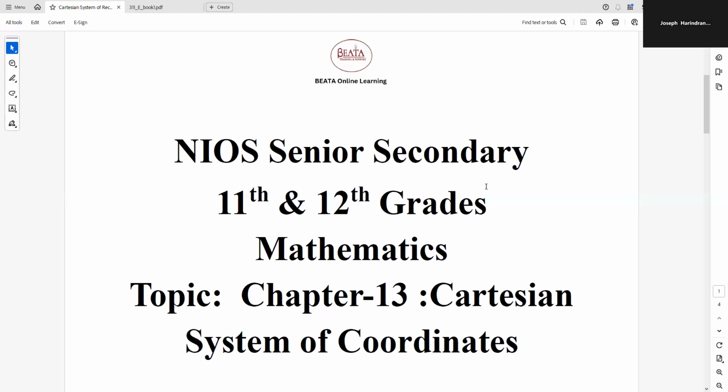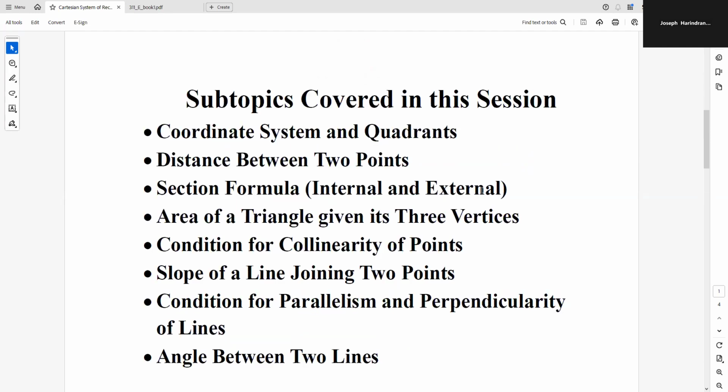In this session, we are going to see the Cartesian System of Coordinates. Chapter 13, Cartesian System of Coordinates for the NIOS Senior Secondary 11th and 12th grades, Mathematics. So let us see what are the topics, the subtopics, that are covered in this session.